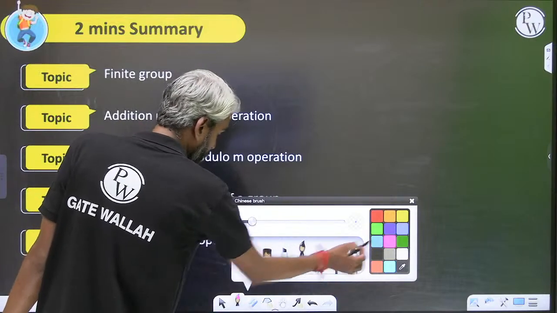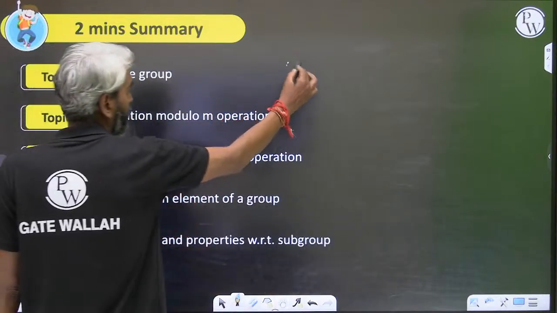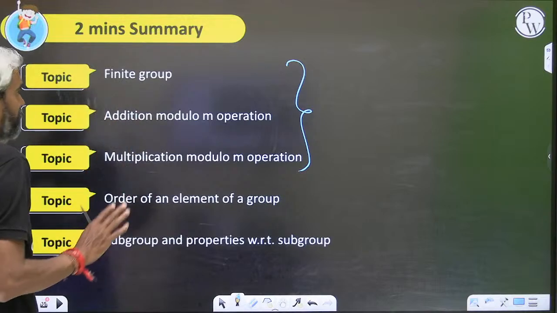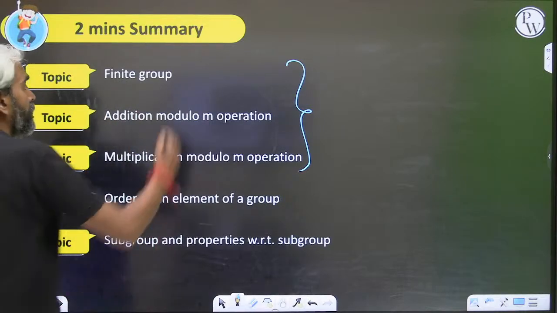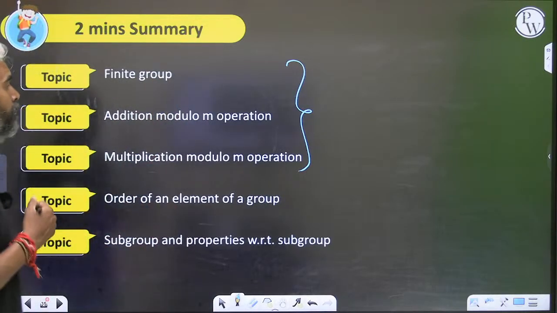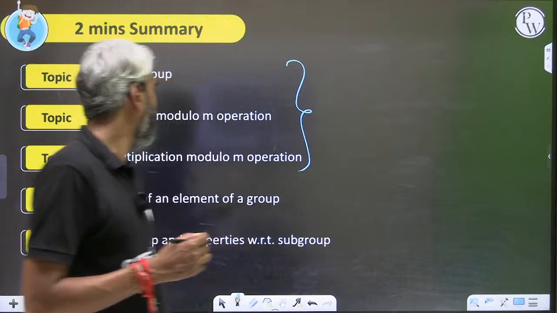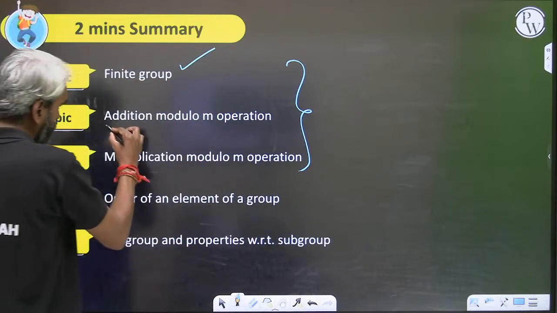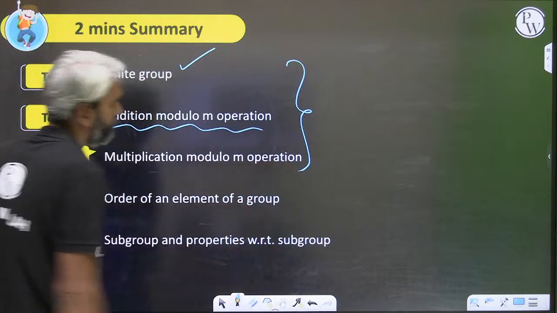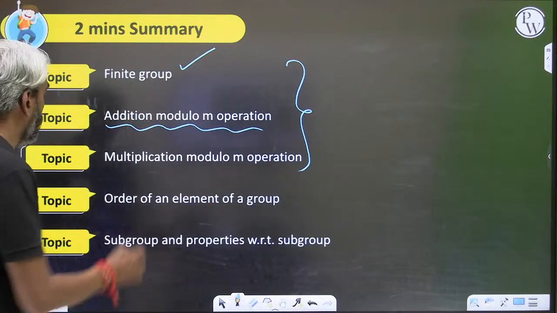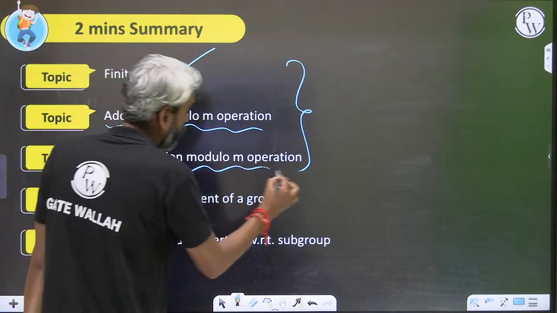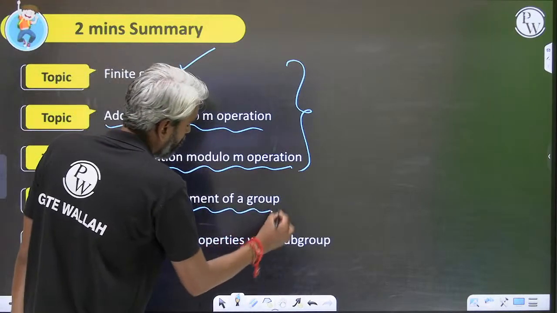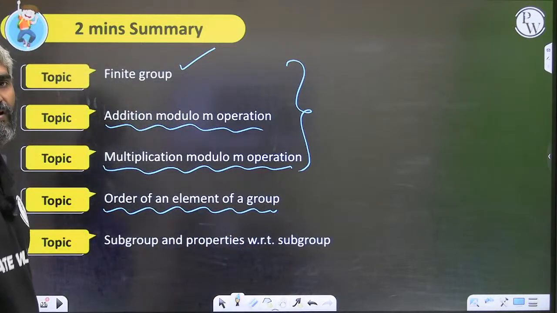I am concluding those two lectures from yesterday and a single lecture from the last class, because we could not do this summary part in the last class. So we have understood the concept of finite group. We know the concept of addition modulo M operation, and the concept of multiplication modulo M operation. We know how to determine the order of an element of a finite group.